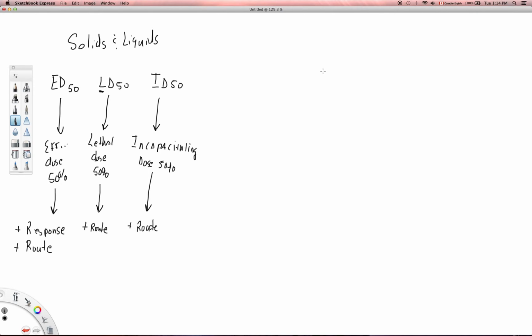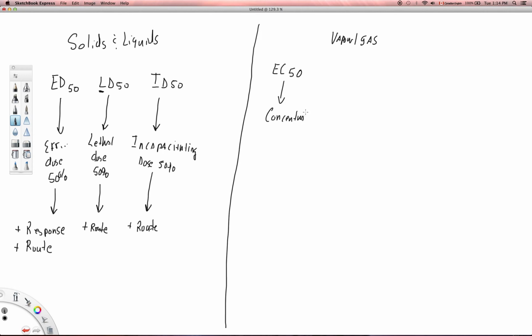Okay, so that's exposure to solids and liquids, but just like we talked about just a couple minutes ago, for the actual dose of vapors and gases, obviously we're going to have slightly different concepts here. In this case, they're analogous, they're just slightly different because they have to take a time component into consideration. So instead of an effective dose, we'll have an effective concentration 50. So it's the effective concentration as opposed to the dose, exposure to a certain concentration that causes a certain effect in 50% of your population.